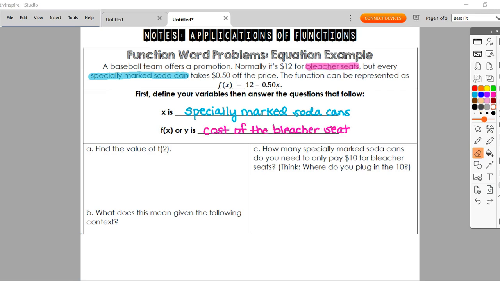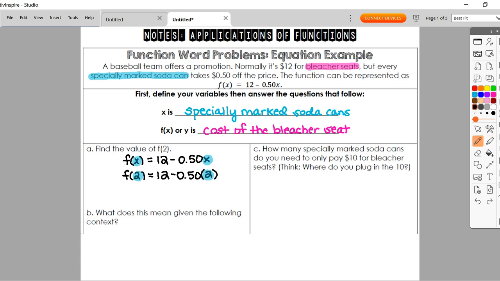Now we're going to go ahead and find the value of f of 2 here. So remember, I'm going to copy down my f of x function from above that they gave me. F of x equals 12 minus 0.50x. And everywhere I have an x, I'm going to replace it with the number 2. And remember, x is going to be my specially marked soda cans. So I'll highlight that in blue to help me remember, especially for the next problem. Whenever I see an x, I replace it with 2.